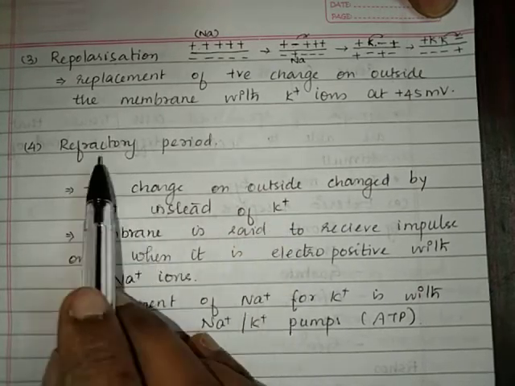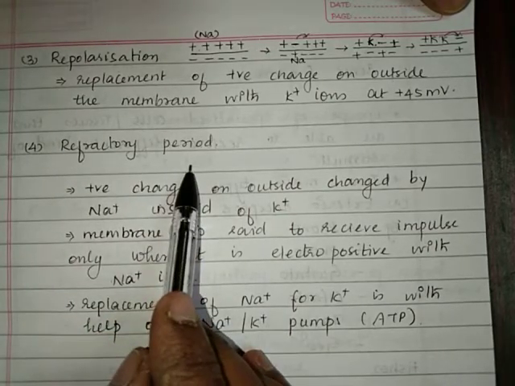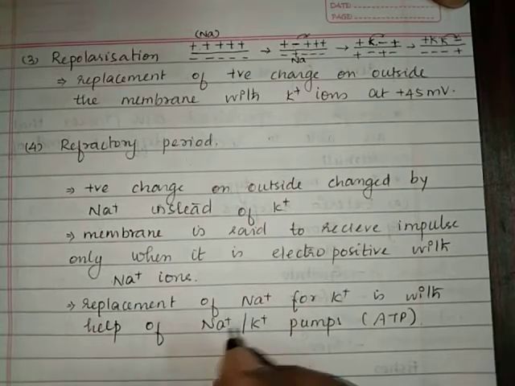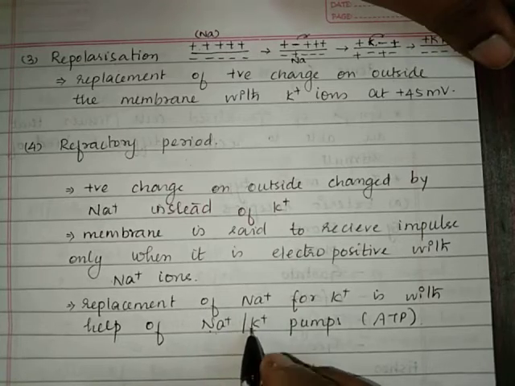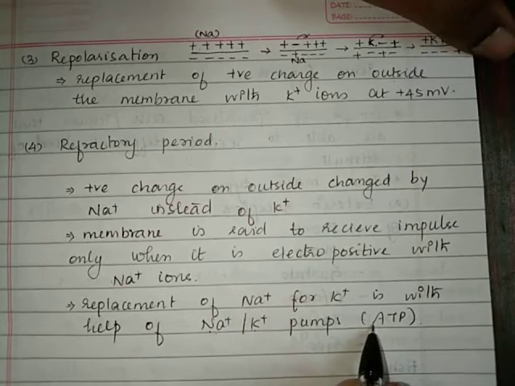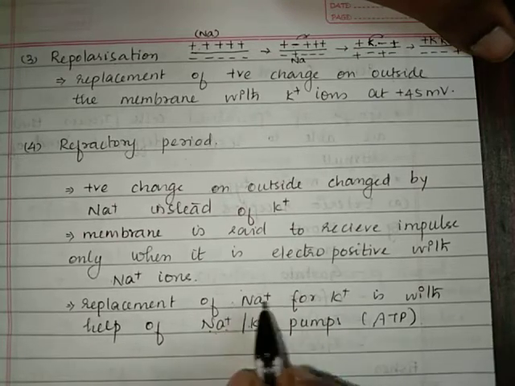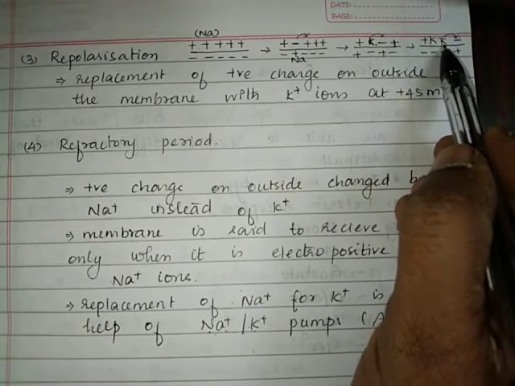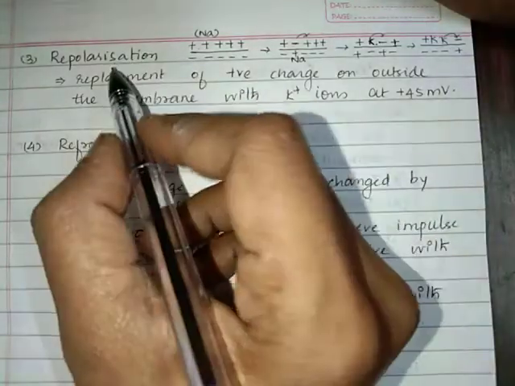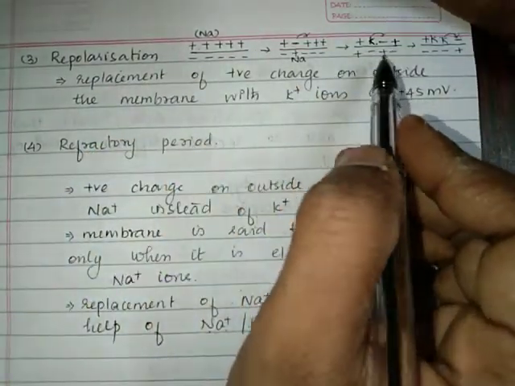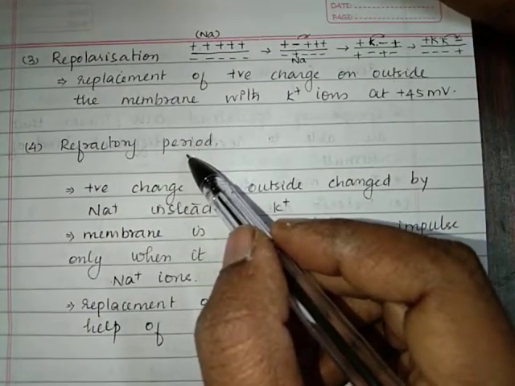For that, it will take some period of time, which is called the refractory period. In this refractory period, with the help of ATP, the sodium potassium pump works, pumping 3 sodium ions out and 2 potassium ions in. Now potassium moves in, sodium comes out. When sodium comes out, it would replace these potassium ions and thus the membrane is going to become polarized again. So here, repolarization with potassium ions, to become polarized again, it takes some time. That time interval is called the refractory period.